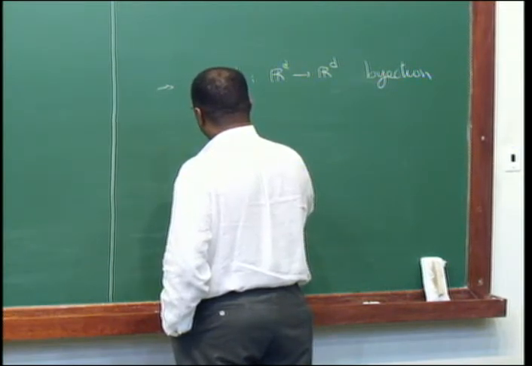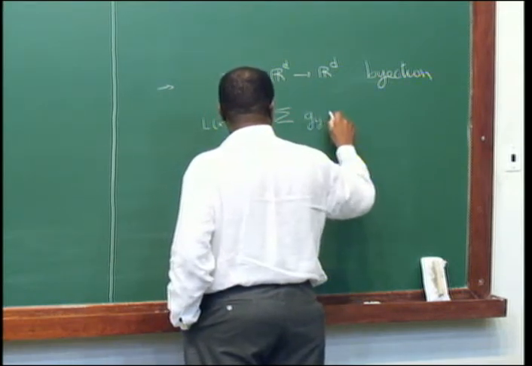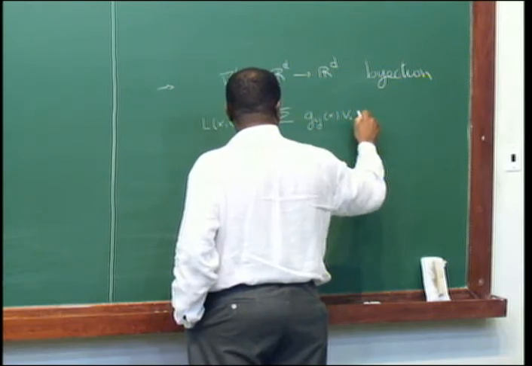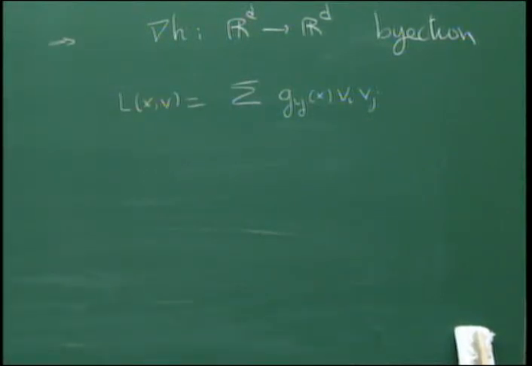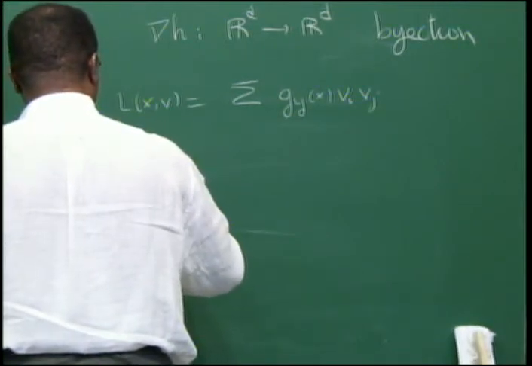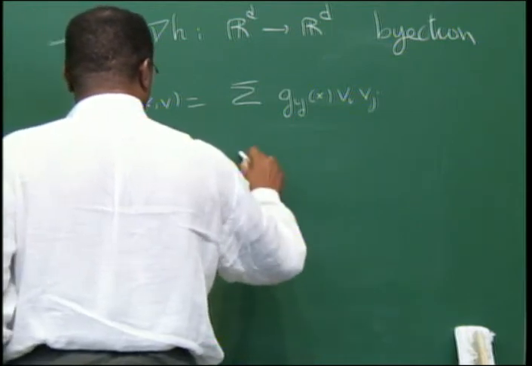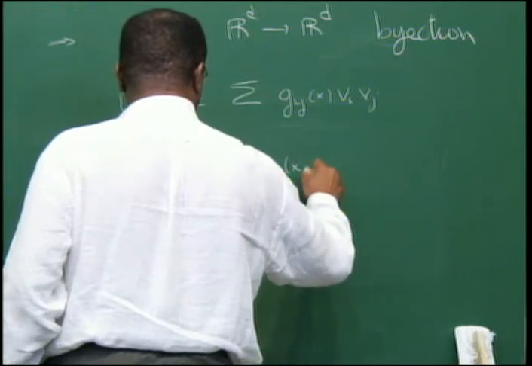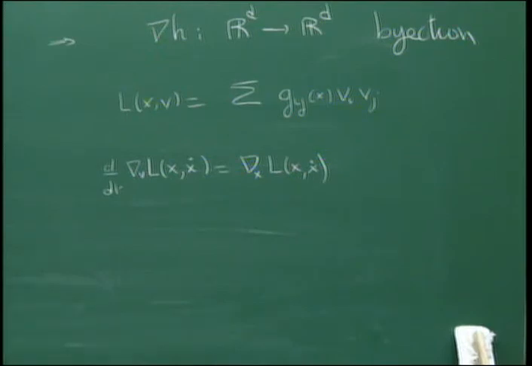Take L(x,v) to be the sum of g_ij(x) v_i v_j. Take this Lagrangian. And consider a curve such that d over dt of gradient_v L(x, x dot) equals gradient_x L(x, x dot). This is called a geodesic. I am not saying minimal geodesic. It is called a geodesic. It satisfies that ODE.